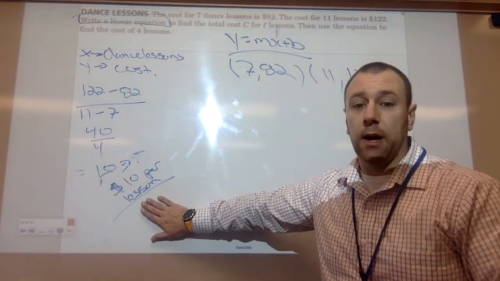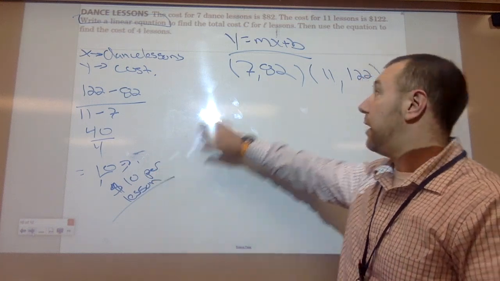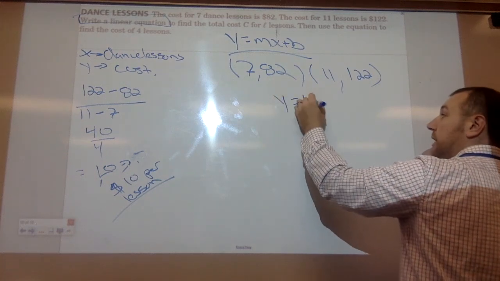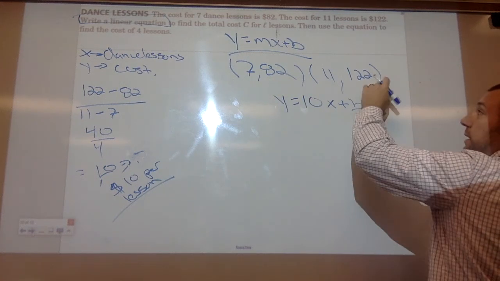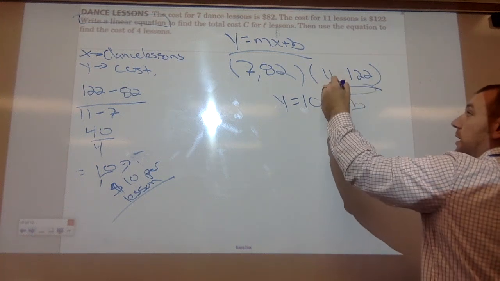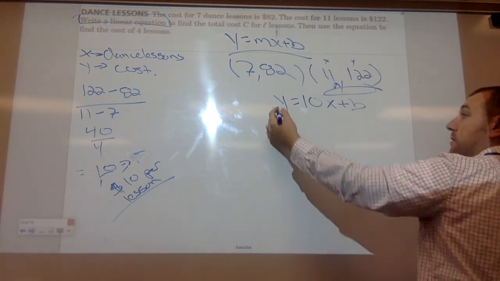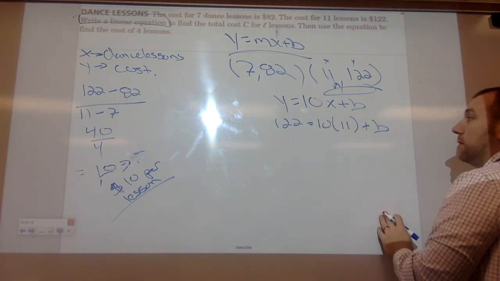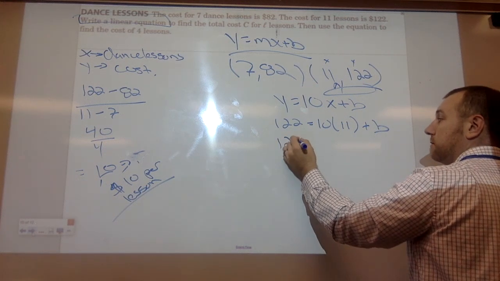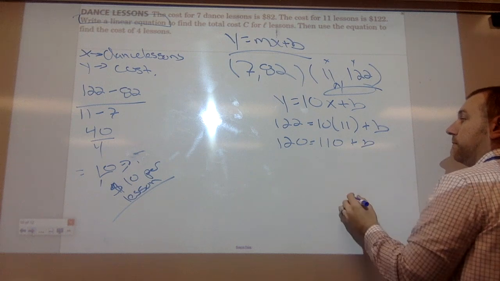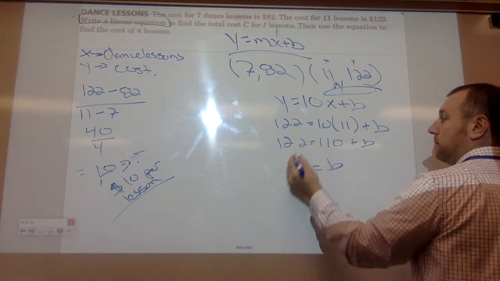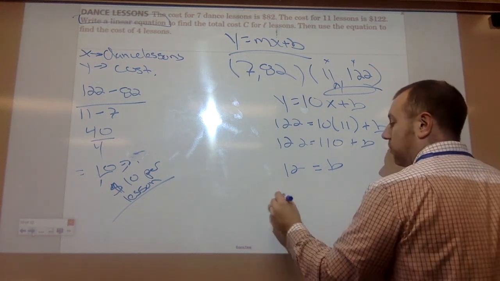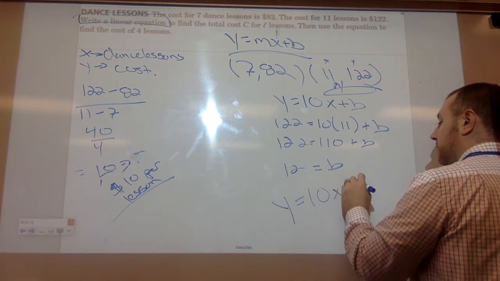Well, now I have to write my linear equation. How do I do that? I have to plug it back in here. So I'm going to do y equals 10x plus b. I'm then going to take this point right here and say this is x and y. 122 equals 10 times 11 plus b. 10 times 11 is 110. So my b is going to be 12. So my equation for this is y equals 10x plus 12.